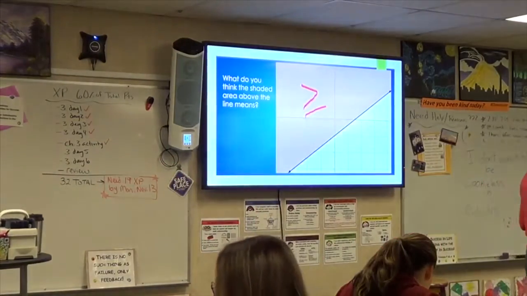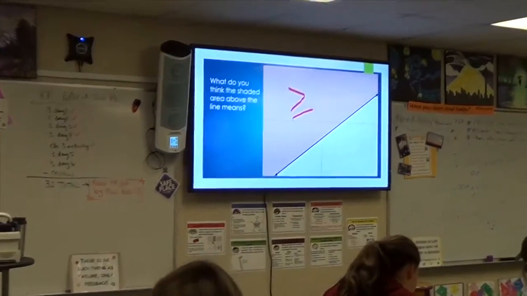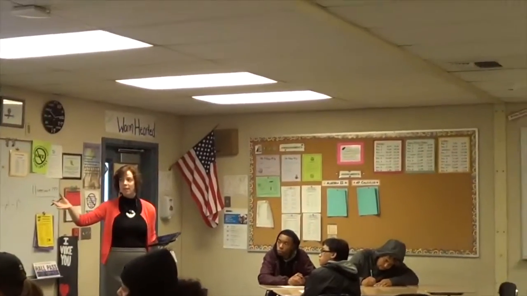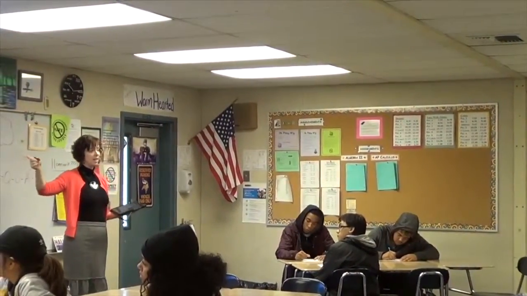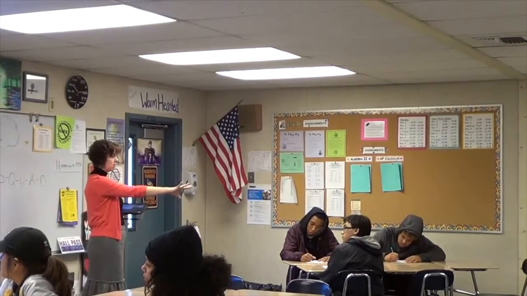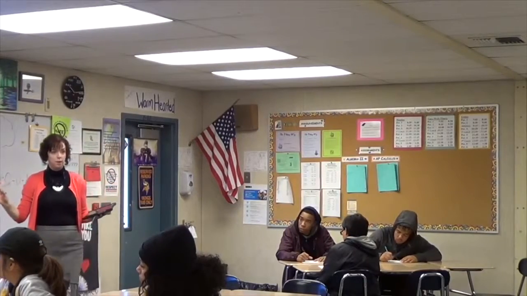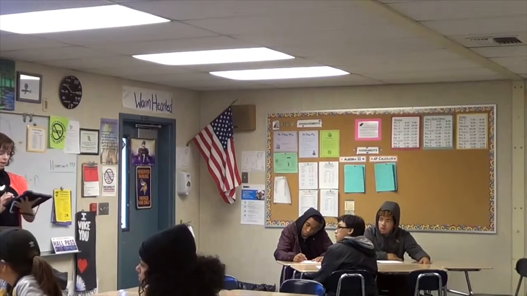Hey, groups over here. Isaac. So Ethan is saying that this symbol, greater than or equal to, represents this graph because he said that the shading was above, and because it was a solid line, he said it's equal to as well. Does your group agree with that? How about Nigel's group? Does anyone beg to differ? No. And that was a really good explanation. Nice, Ethan. I like that.